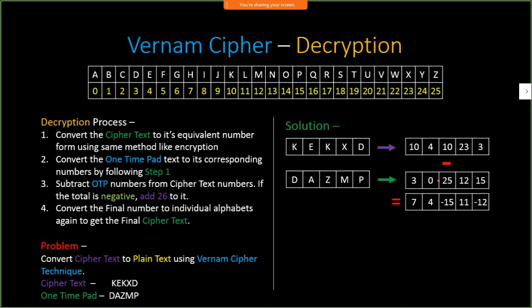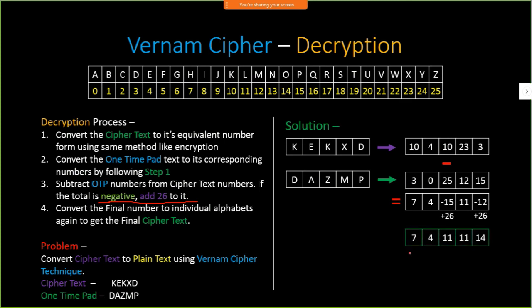10 minus 25 is minus 15. 4 minus 0 is 4. 10 minus 3 is 7. So if the total is negative, then add 26 to it. Here we got only two negative numbers. We cannot write any negative number because we don't have negative numbers on the alphabet. So add 26 to it.